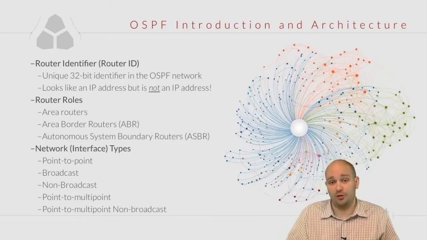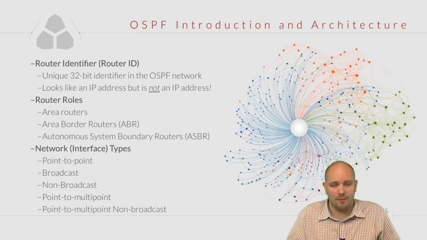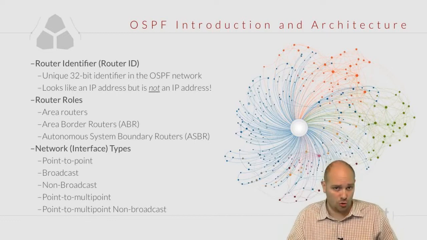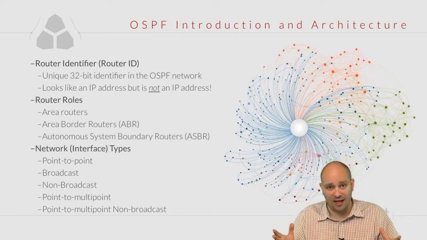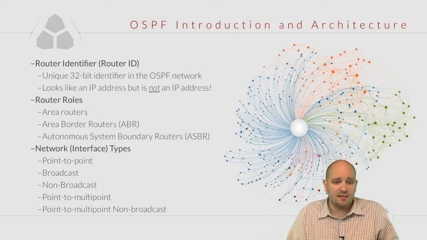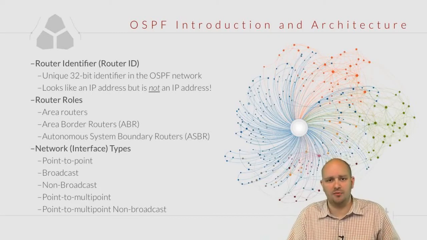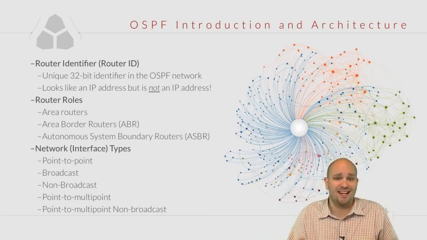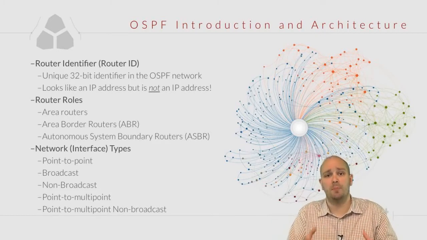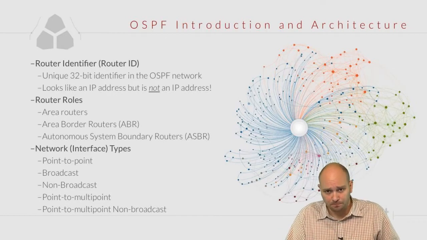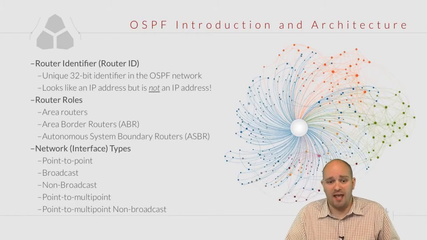Also, not all routers in our OSPF network are the same. Some routers have specific roles. The primary role, or the role that is given to just about every router in our OSPF, is simply an area router. An area router is a router that has all interfaces in a single area. This router is going to be exchanging information with other routers in that area, and it's going to be forwarding the traffic. This is the most basic of all roles that a router can perform in an OSPF network. And really, all routers are area routers.